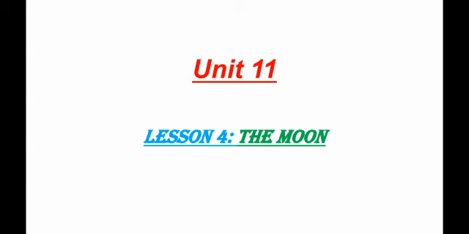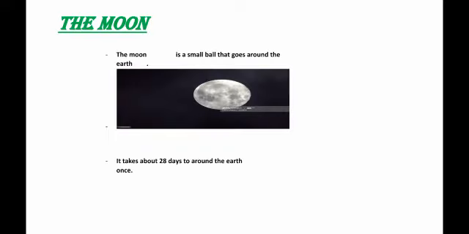In this lesson, Lesson 4, we are going to talk about the moon. First, the moon is a small ball that goes around the earth. And as you see in front of you, of course, in the night sky, you can see the moon. And this is a picture of the moon in front of you. It takes about 28 days to go around the earth once. So it takes about 28 days to complete a turn around the earth.